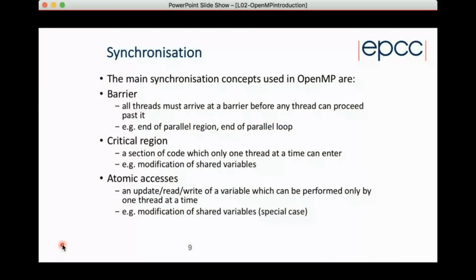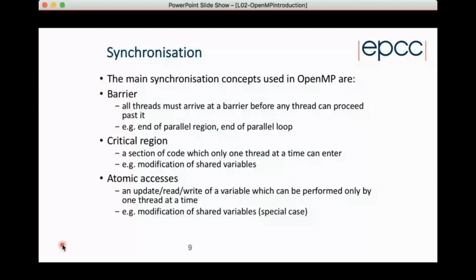In terms of synchronization, there are really three main ideas that OpenMP uses. There are others, but these are the main ones that are mostly used. The first one, and by far the most common one, is a barrier. This is a full synchronization point between all the threads. So all the threads must arrive at a barrier before any thread can proceed past it.